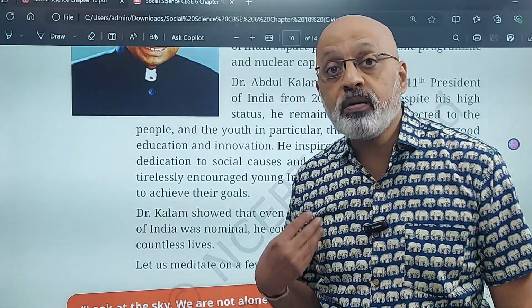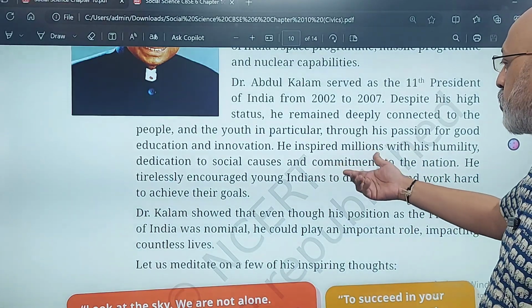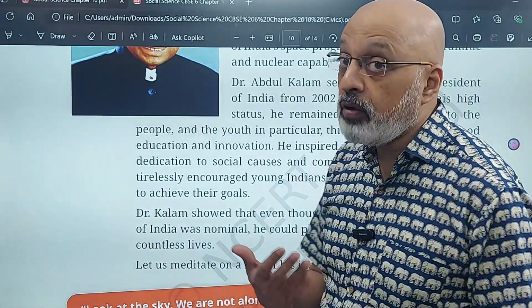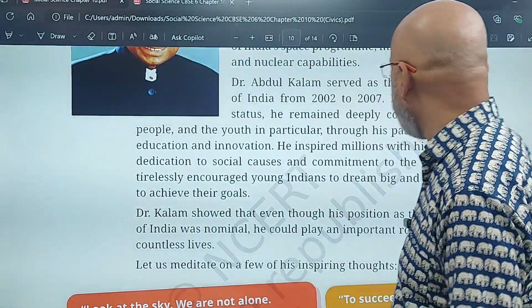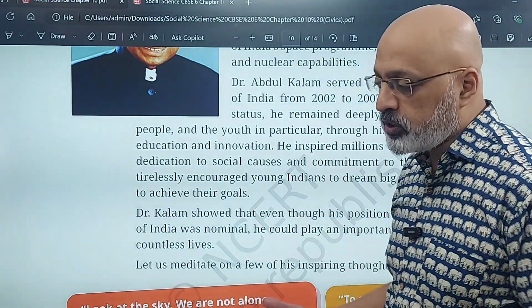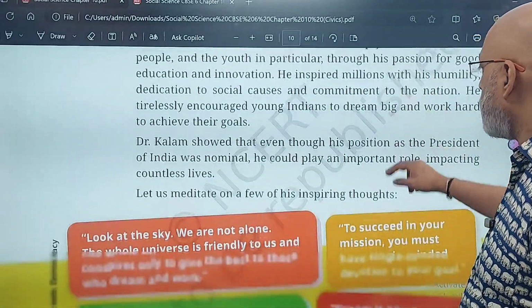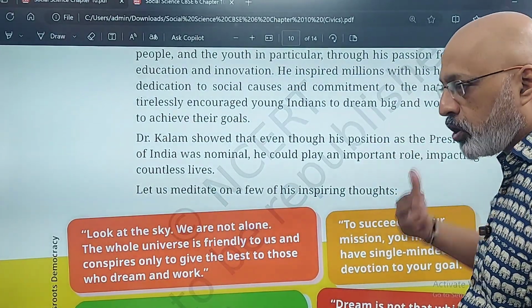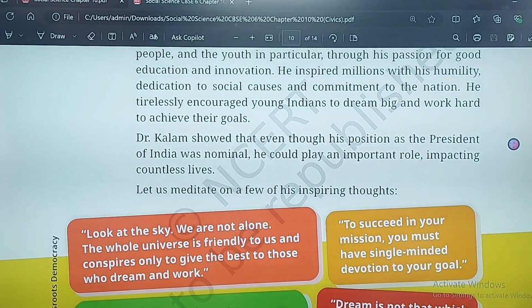He was known as the People's President. Dr. Kalam was known as the people's president. Okay, he inspired millions with his humility, dedication to social causes. His book Wings of Fire is something which you should read. It's a very, very highly inspirational book. You should read that. And he tirelessly encouraged young Indians, with his very good quotes, to dream big. Dreaming is important. So he played a very important role because he was also a teacher. So he played an extremely important role in inspiring young Indians.